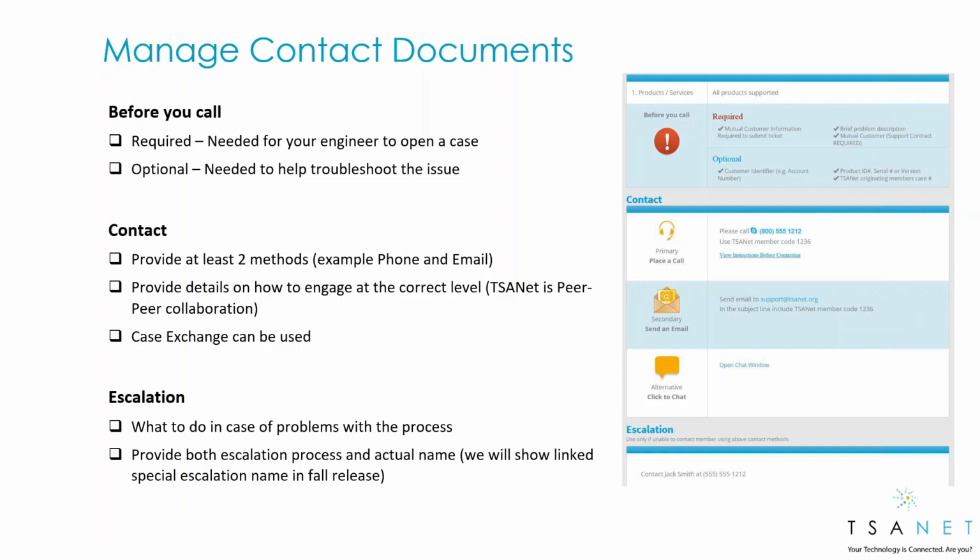Okay, and then the very bottom of this, and all these sections have got to be filled out, is the escalation. And we want to reserve that for, okay, the contact process didn't work. So I need to provide a path that if for whatever reason it didn't work, here's another path, and typically that would end up going to an individual that knows about TSANet so they can find out what went wrong, or at least be able to talk to you. So again, this is the way that you can manage and work on these contact documents.